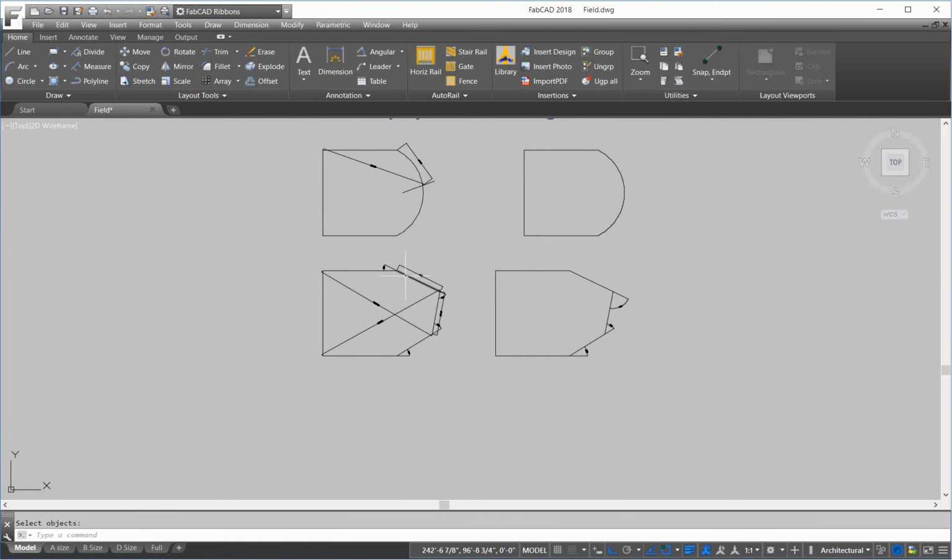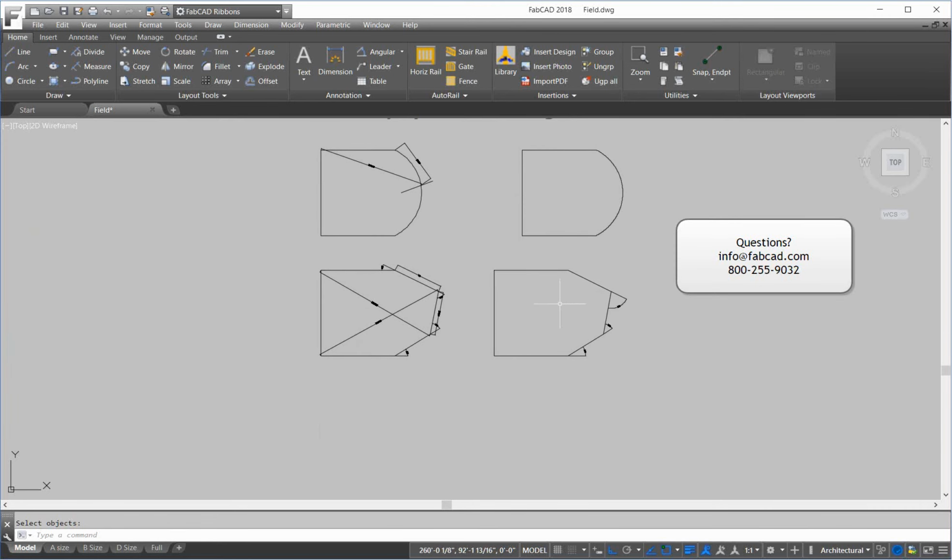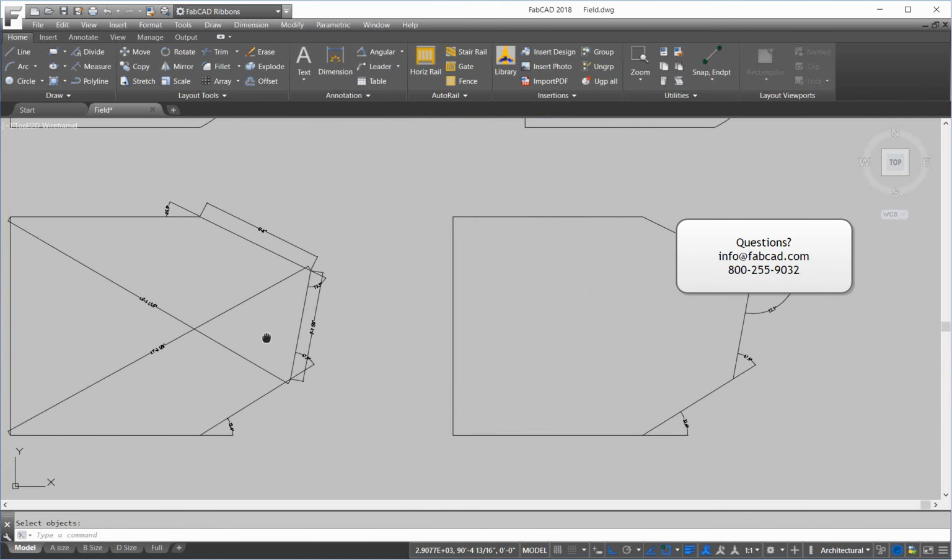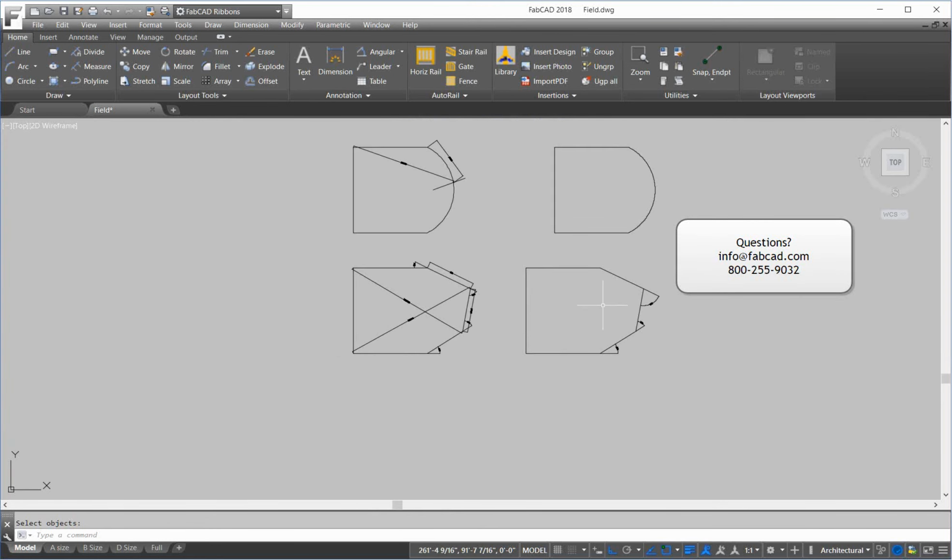So, having two dimensions from two known points can generate work points for either generating the radius, field measurement, or the angles. So hopefully that will speed things up in your field measuring and also increase your accuracy.